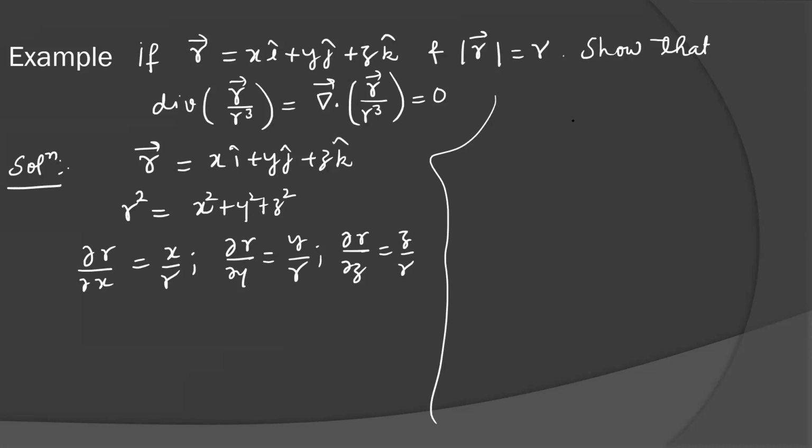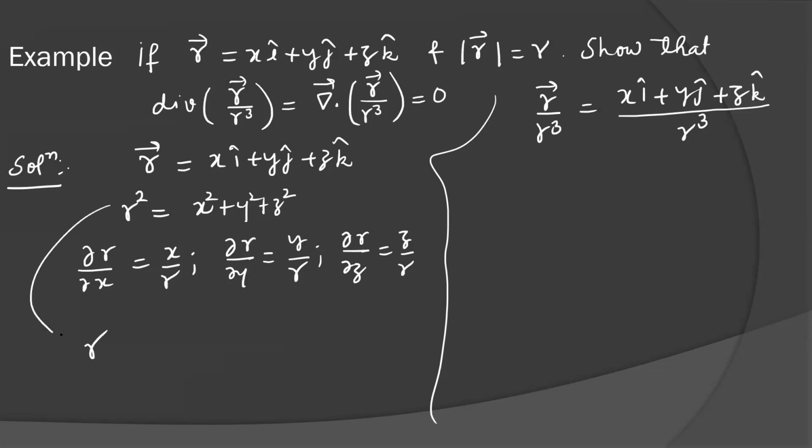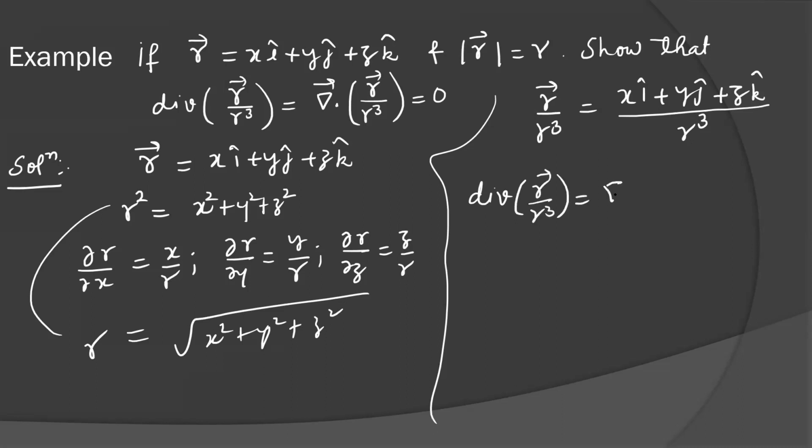Now let's see the divergence. R vector over R cube can be written as xi plus yj plus zk over R cube. I'm not putting the value of R cube here, but we know that R is under root x square plus y square plus z square. Now, what will be the divergence? Divergence of R vector over R cube, or del dot x over R cube i plus y over R cube j plus z over R cube k.